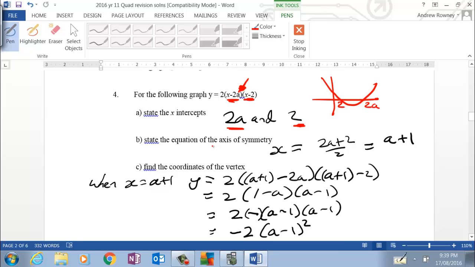State the equation of the axis of symmetry. That's the bit that goes through the middle. That's the average of the two x-intercepts. So if you add the two x-intercepts and then divide by 2, you're averaging them.